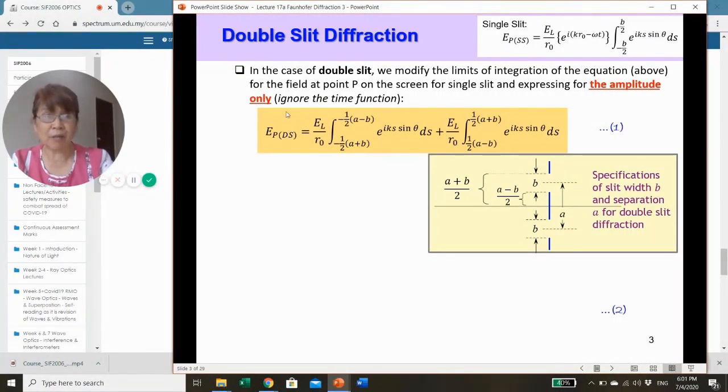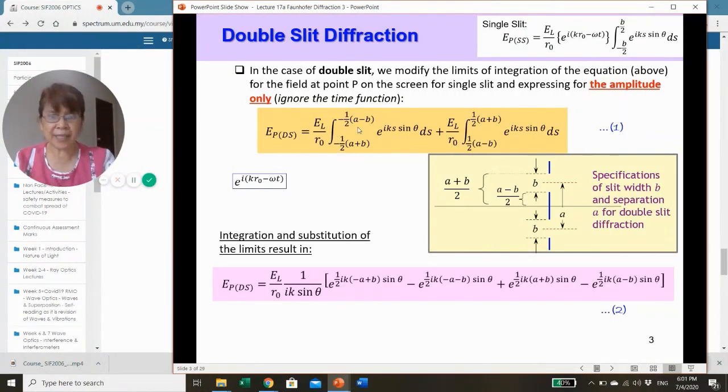In this case, just like the single slit, we only wrote down the amplitude component. The time function of the wave, we just drop it first because we are interested in the irradiance. So by integrating and substituting the limits, integrating exponential ik sine theta ds will give you exponential ik sine theta divided by ik sine theta, which we already factor out over here. So we still have this term and this term, and that leaves us, by putting in the limits, exponential half ik negative (A plus B) sine theta, here will be half ik negative (A negative B) sine theta, and so on. This will be from this term here.